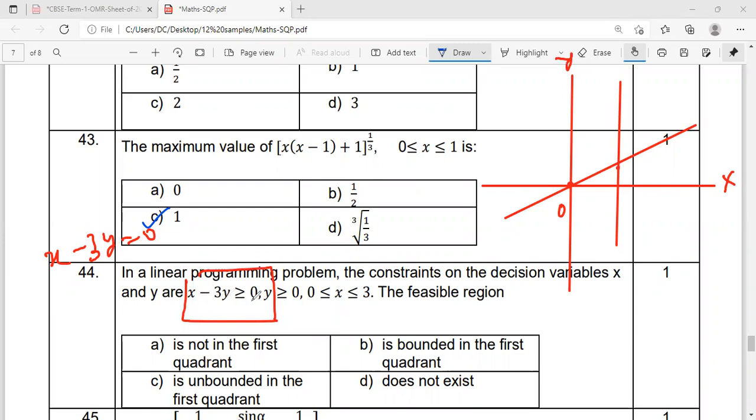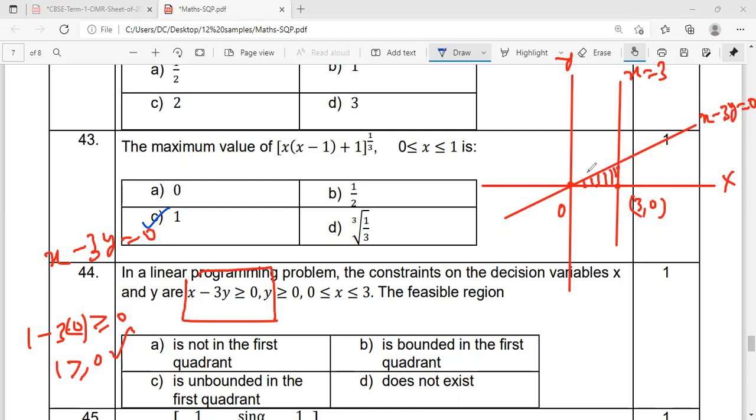x minus 3y is greater than 0. Now, if you put some value of x, see, this point is (3, 0). If you put any value, say (2, 0), (1, 0), check whether this satisfies the equation or not. If you put (1, 0) here, 1 minus 3 into 0 is greater than 0. So 1 is greater than 0, which is fine. That means this point satisfies. So all points on this side satisfy our equation. So this is x equal to 3. This is x minus 3y equal to 0.